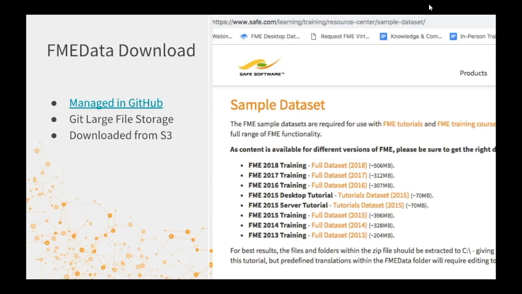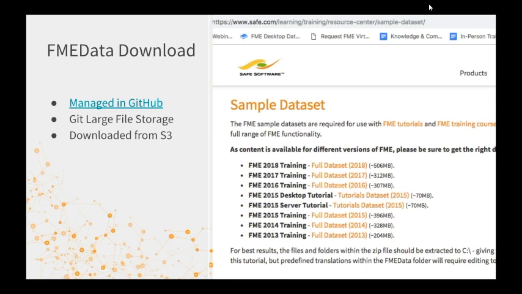Our sample data set that is used for every training course is maintained in GitHub, and this works well for us, but we can't use the download zip option from GitHub for general downloading. There's a limit to how much you can download from GitHub, and with the size of FME data, we hit that limit really quickly. So we wanted to put the zip file onto S3.